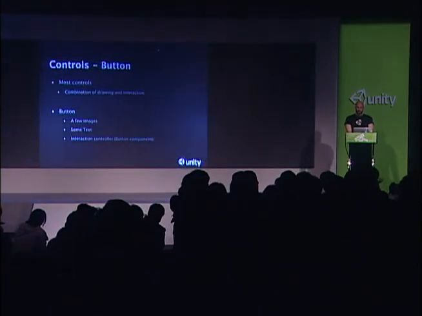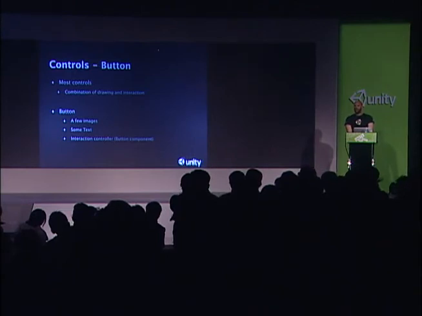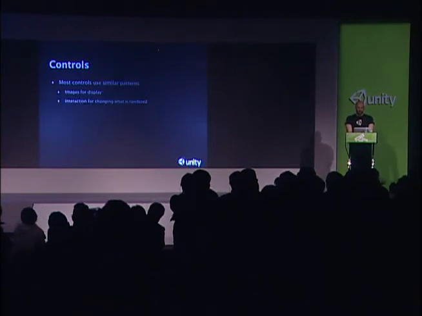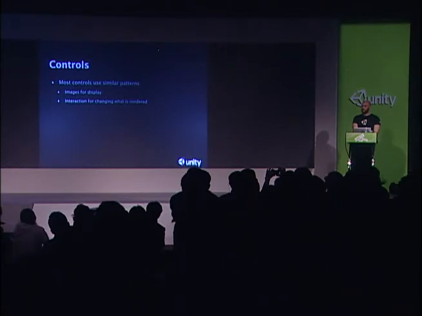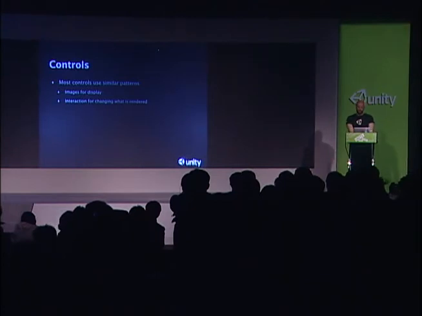So now you've seen how you can create a button using the inbuilt controls we have. We did this by using a set of images and a set of text and a set of interaction controls. Now, most controls we have in the system follow a similar pattern. We use images for display, yet we use interaction controls to control what is rendered and the events that get triggered from these things, such as a button press.